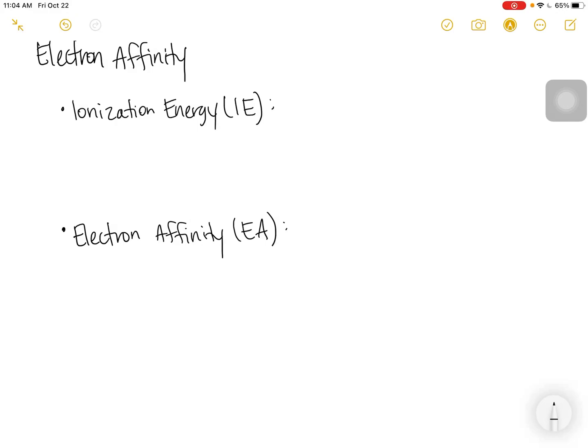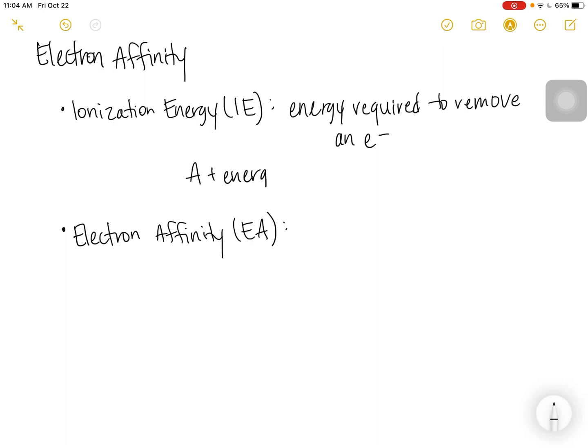This video is on electron affinity. So we've just finished talking about ionization energy, which is defined as the energy required or needed to remove an electron. So we talked about the fact that if I have a neutral atom A, then I'm putting in energy to turn this into a cation and remove an electron. Okay, so my ionization energy values will always be positive because this is an endothermic process. Okay, so that's a review.